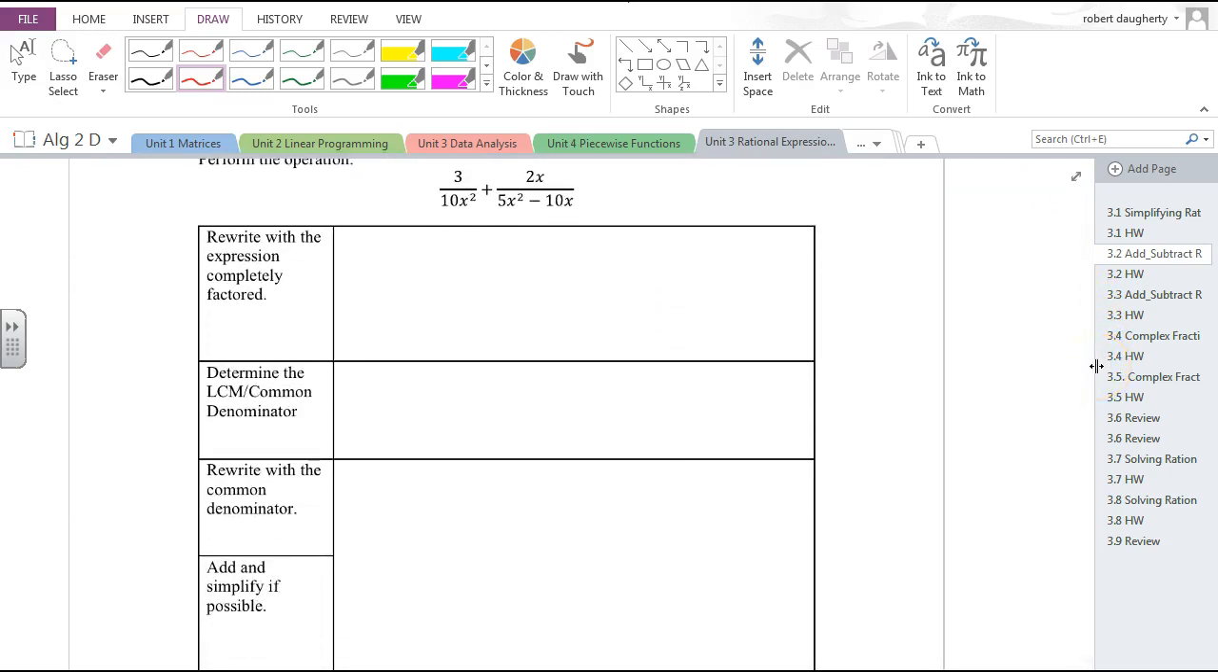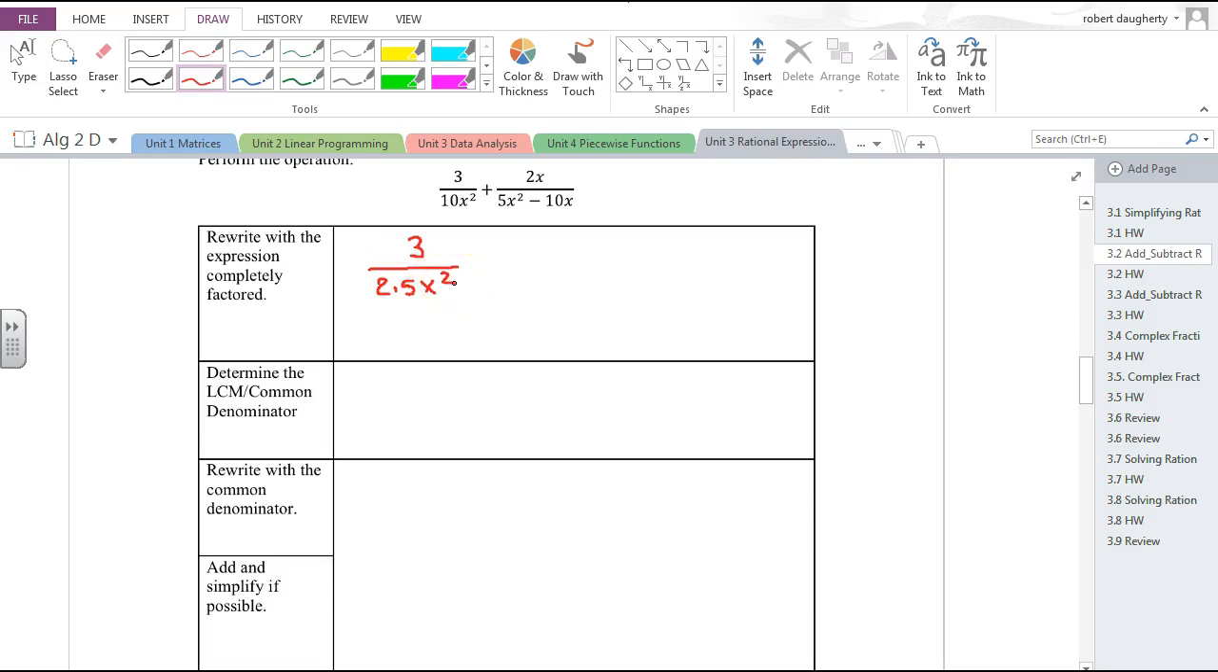So let's look at the next one here. I hope you see that factoring is probably one of the most critical skills for success in this unit. You've got to be able to factor to combine these effectively. I've got two fractions that are added together. I just need to figure out now what do I do. So let's factor completely. If I look at the first one, 3 over, I've got a 10. How can 10 be factored? 2 times 5. So I've got 2 times 5 times x squared.